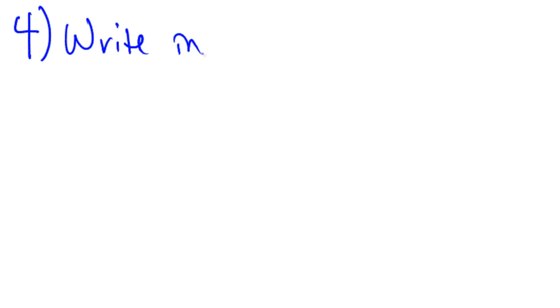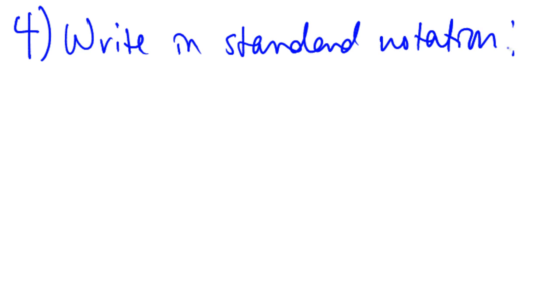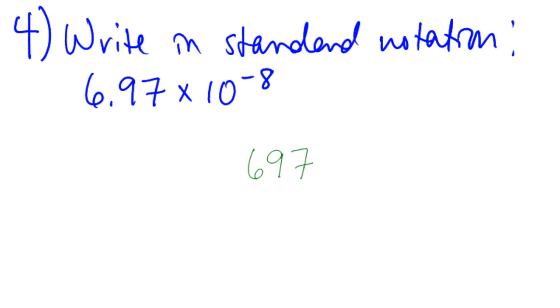I'm going to write in standard notation the following: 6.97 times 10 to the negative 8. Okay, so what do we know here? We know that our answer is going to have 6, 9, 7 in it somewhere, and it's either going to have a bunch of zeros before that or a bunch of zeros after that.